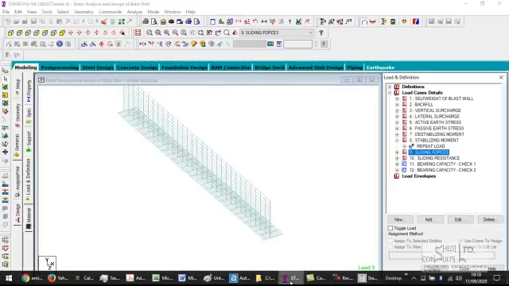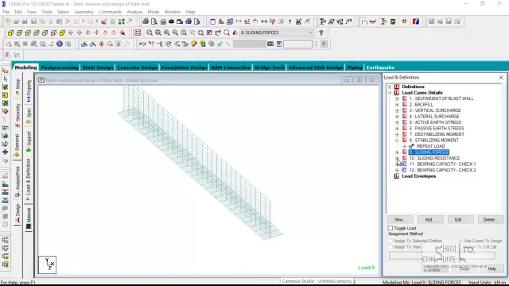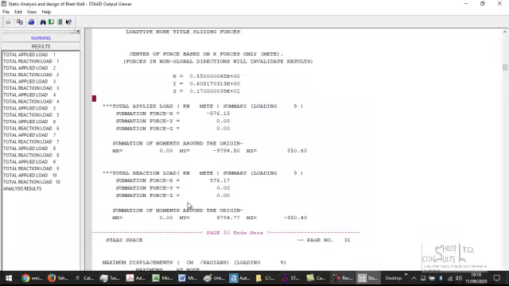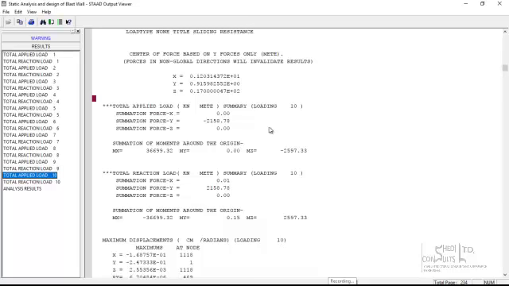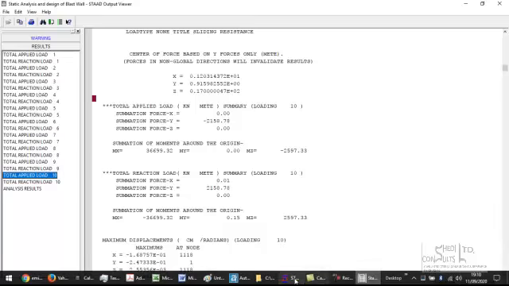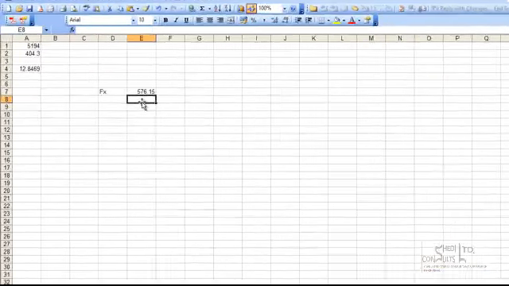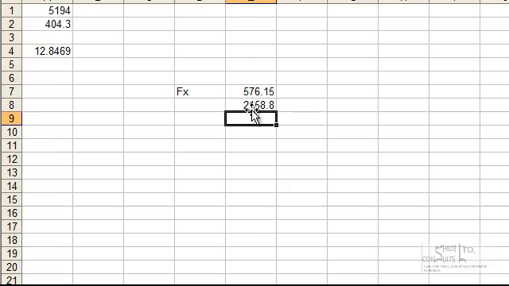Now let's look at the resistance against sliding. For load case 10, which is resistance against sliding, you check the summation of forces in the vertical direction. For load case 10, it's 2,158.8. So we have a very significant value. If you look at the ratio to get the factor of safety against sliding, you have it clearly to be 3. So the factor of safety against sliding is 3.